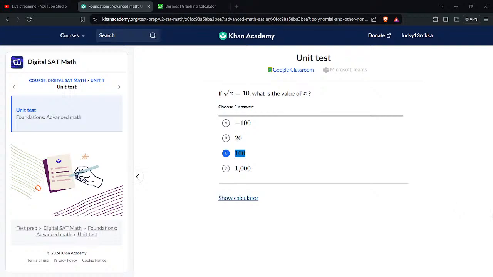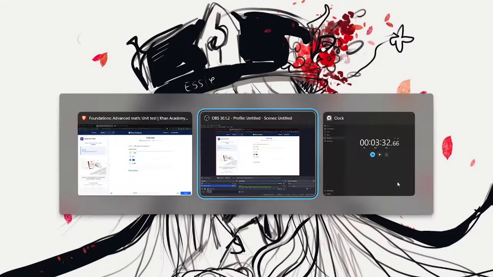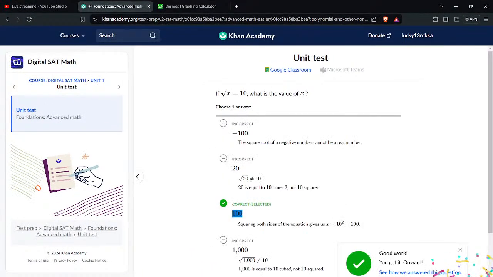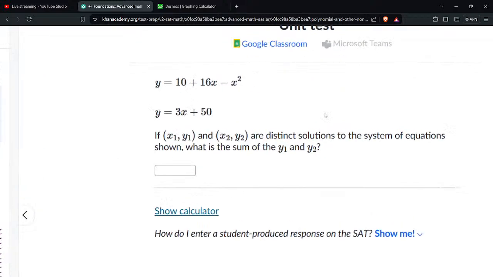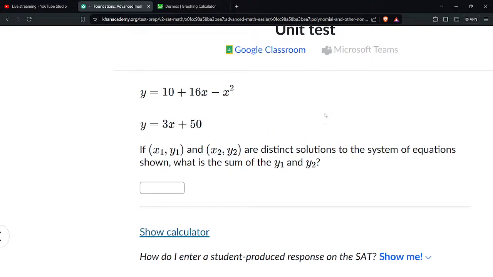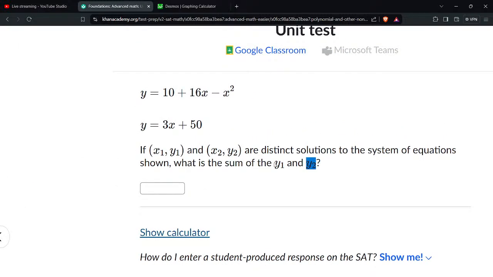Wait, the taskbar disappeared. What are you doing here? This solution was the sum of y1 and y2. This is so bullshit. Wait, I need to solve this.